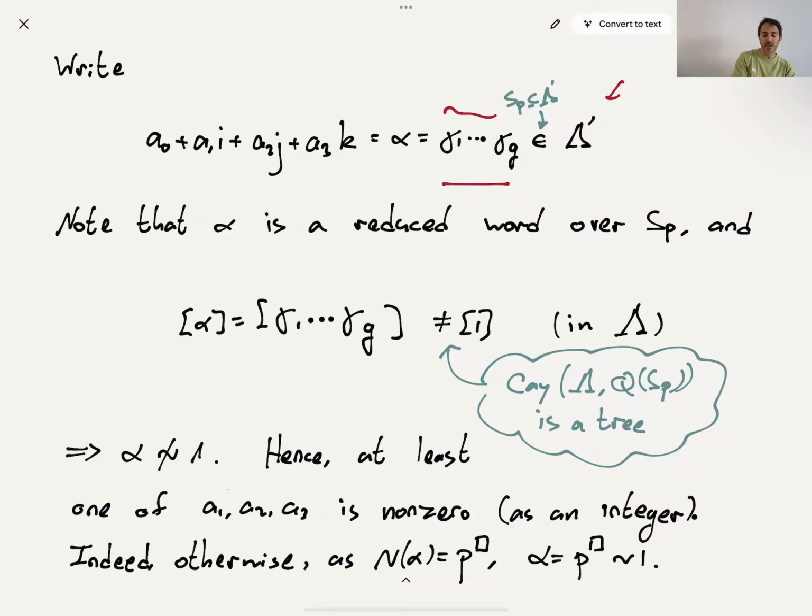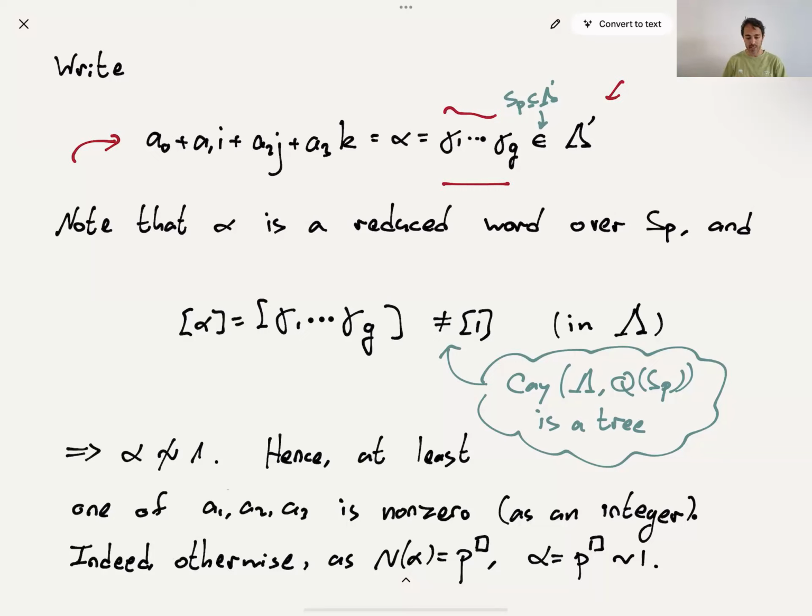On the other hand, let's write alpha as you can write any integral quaternion. And the first thing to note is that alpha is a reduced word over S_p. That's because the cycle is simple, and we had this before. If it's not a reduced word, namely you have either beta squared, with beta coming from S_p, or alpha and alpha conjugate, or vice versa, then that would correspond to a cycle in which you go back and forth, which won't be simple and therefore won't attain the genus.